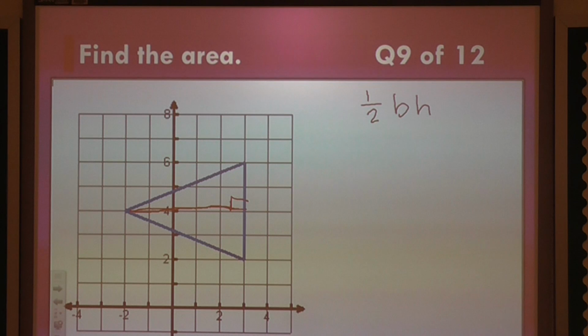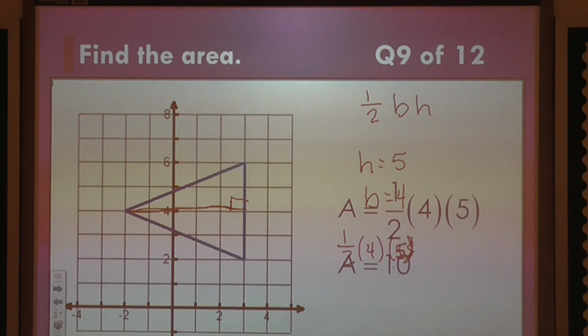1, 2, 3, 4, 5. So the height of this triangle is 5. My base in that case is just a vertical line, so I can just count 1, 2, 3, 4. So my base is 4. So 1/2 times 4 times 5. And it gave it to me right there, so it's 10.